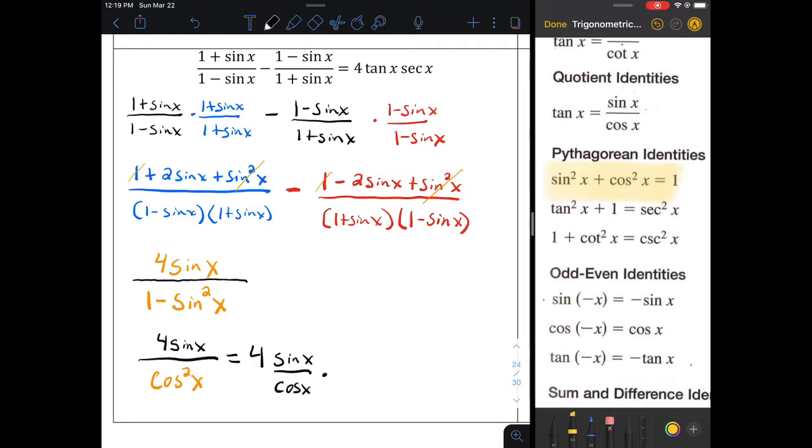Times a 1 over cosine x. I break apart the multiplication of fractions, and then we use our identities to finish. So that would make 4 tangent of x, and 1 over cosine x is secant x. All right, so we proved this and made the left-hand side become the right-hand side.